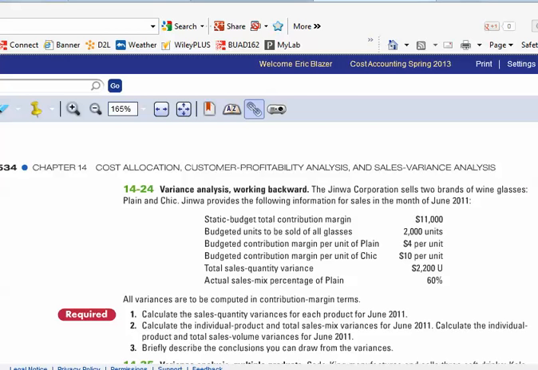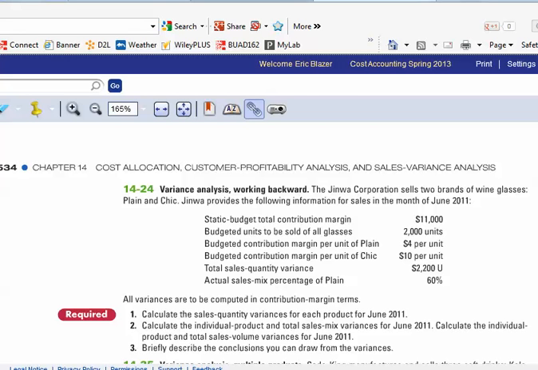The Genoa Corporation sells two brands of wine glasses, plain and chic. Genoa provides the following information for sales for the month of June 2011. We're given information regarding our total budgeted static contribution margin, total number of units to sell, our contribution margin for each unit of plain glasses, our contribution margin for the chic glasses, a total sales quantity variance, $2,200 unfavorable, and a sales mix of 60% for plain, which means 40% for the chic glasses.